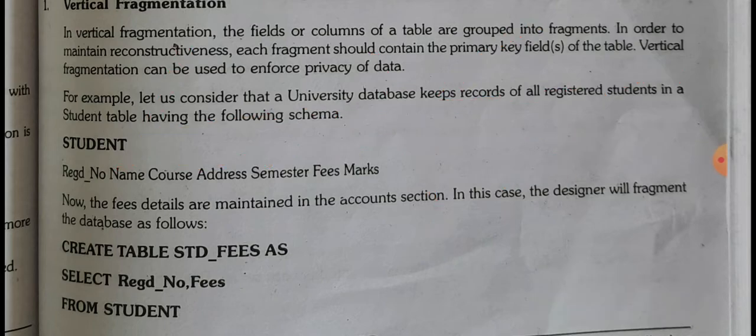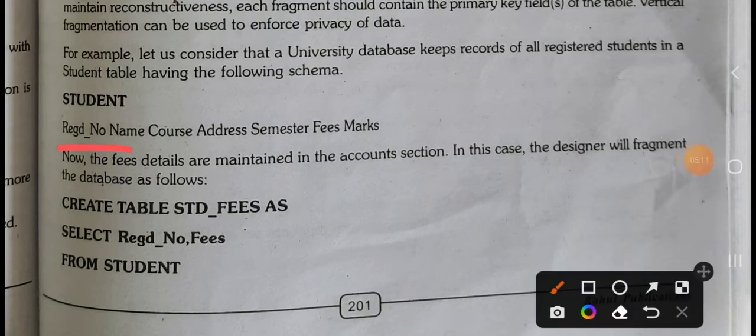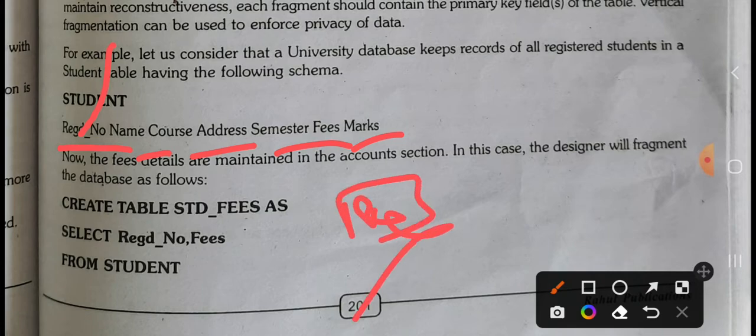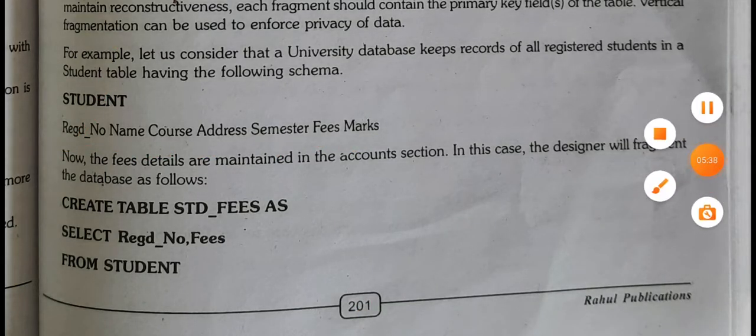For example, the example given in your material is a table maintaining the register number, name, course, address, semester, fees, and marks. If you want to divide it so that you have only fees, then you will also maintain the register number. By the register number I can easily find the remaining elements. If you want to divide it into more pieces, you can, but for each and every table you should maintain the register number, so that I can reconstruct the actual table and have the entire data. This is vertical division, vertical fragmentation.